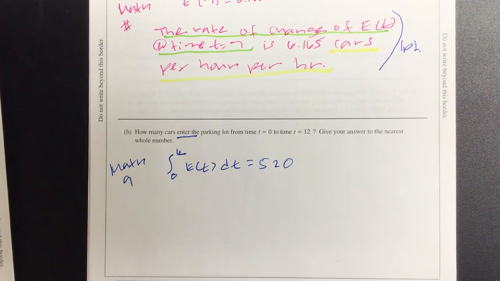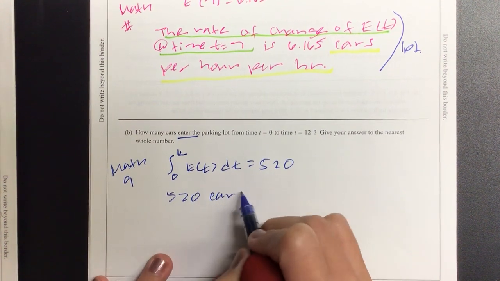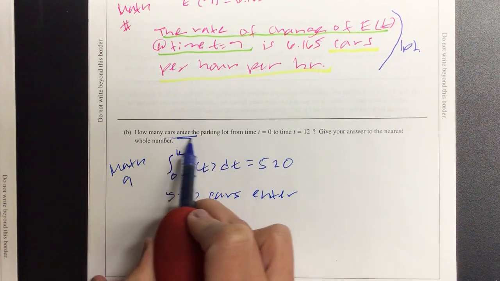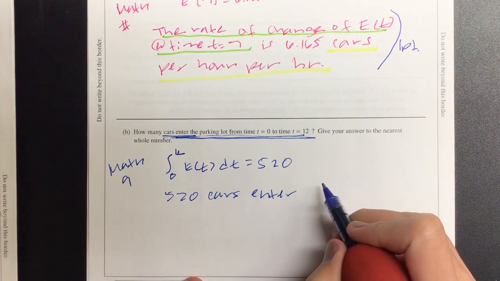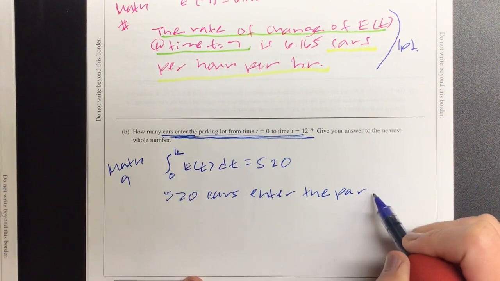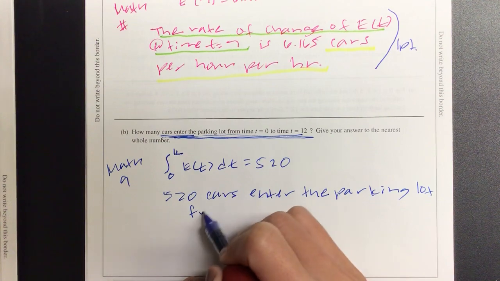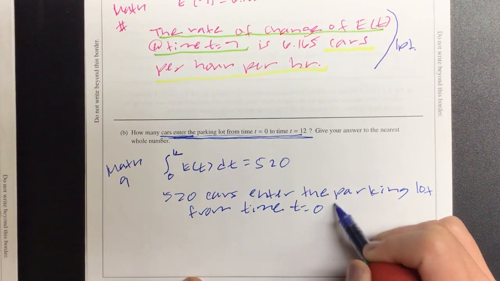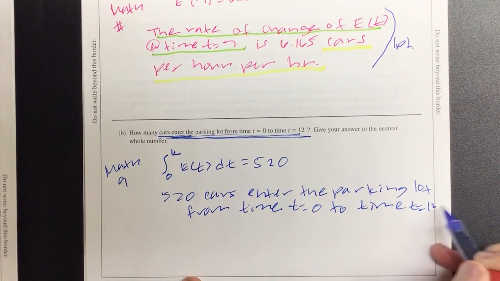So then we have to write the sentence on this one. 520 cars enter. And we're literally copying this right here. All that. Rewriting the statement is always good. So 520 cars enter the parking lot from time t equals 0 to time t equals 12.